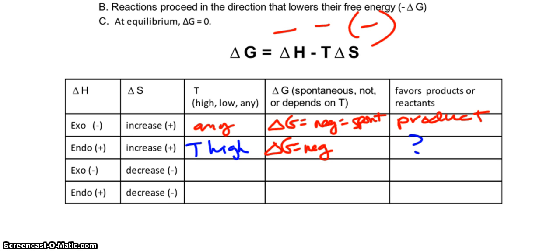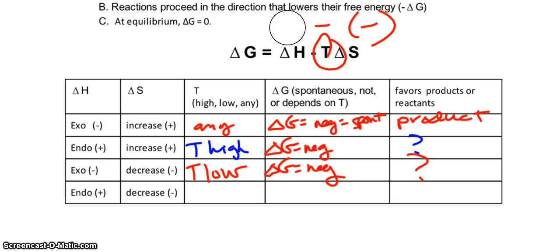So when will this be a negative overall? If delta G is negative, what has to happen? It all depends on temperature again. If temperature is an itty-bitty number, so T is low, then it is a spontaneous process. All right, if T is too high, then it's not spontaneous and you won't favor your product.